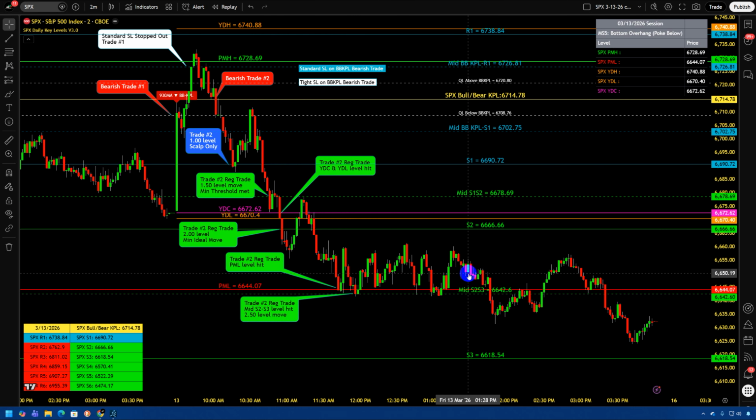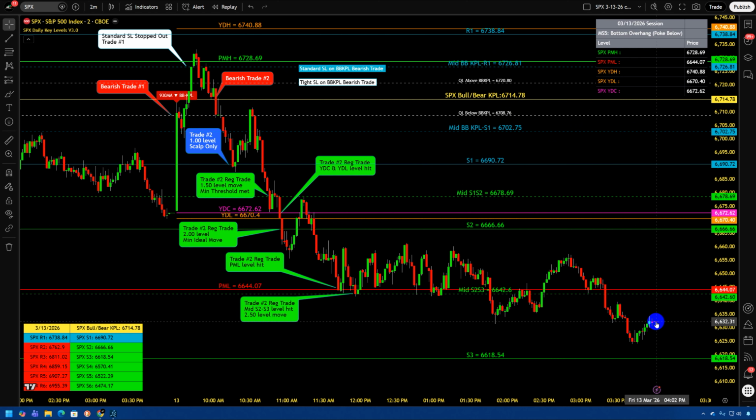Price continued sideways throughout most of the rest of the session, and then finally slammed down through mid S2, S3 here at 1:46 before trying to move back above the PML, but ending the day much lower, getting close to the S3 level, and then closing here at 4 p.m. close to the 66.32 to end the day finally being about 80 points lower from the bull bear KPL level.